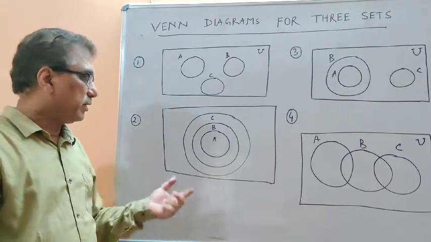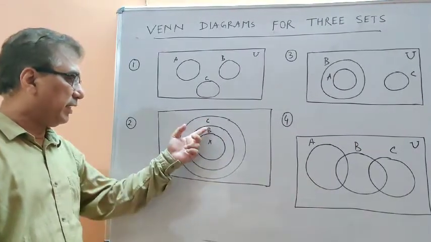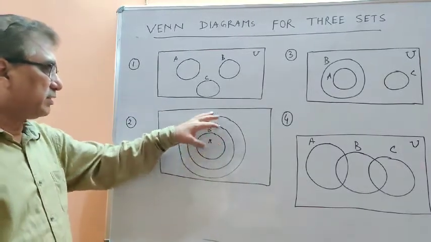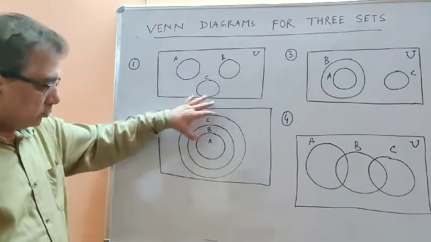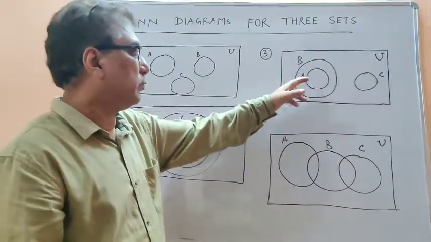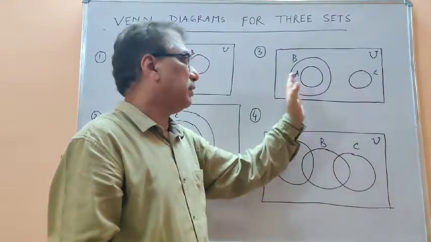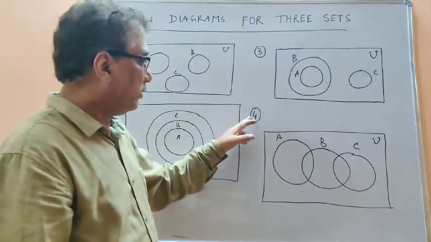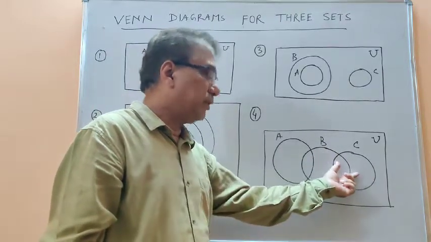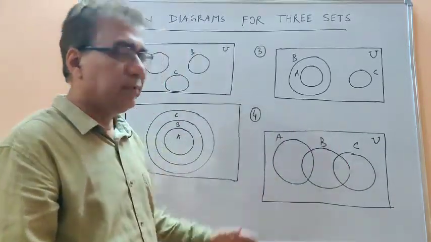In the second type, suppose C is the universal set, so inside C we have B and inside B we have A. So A is the smallest set, which is a subset of B and C both, and B is a subset of C. So this is the second type of diagram. Okay. Third, suppose A is a subset of B but both are different from C, then this is the third type. And the fourth type tells you that something is common between A and B, and something is common between B and C, but nothing is common between A and C. So that is the fourth type. Okay.